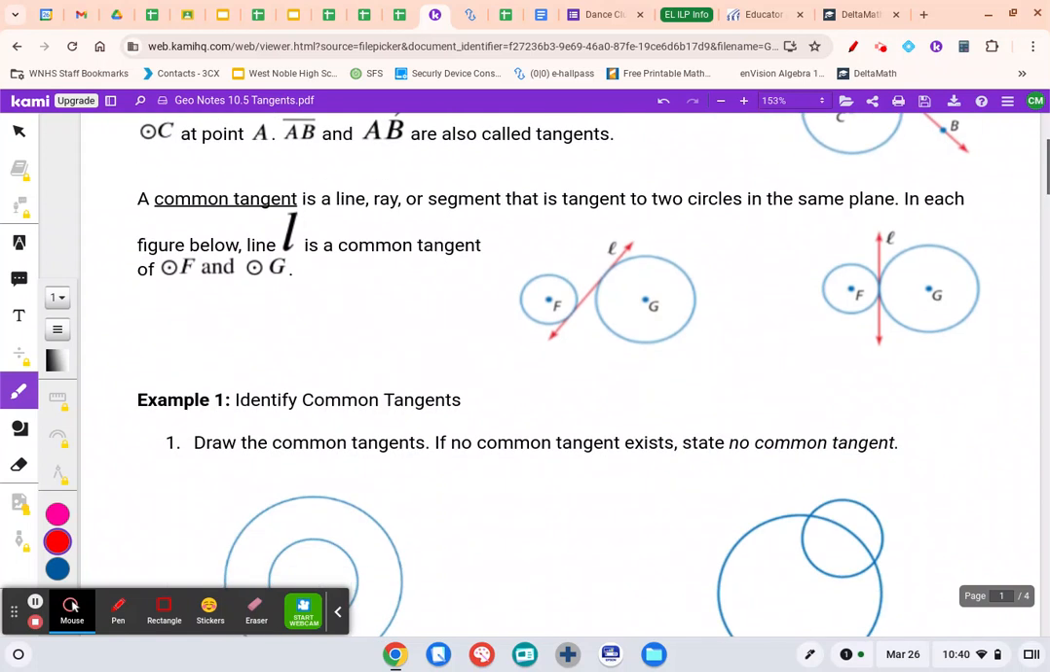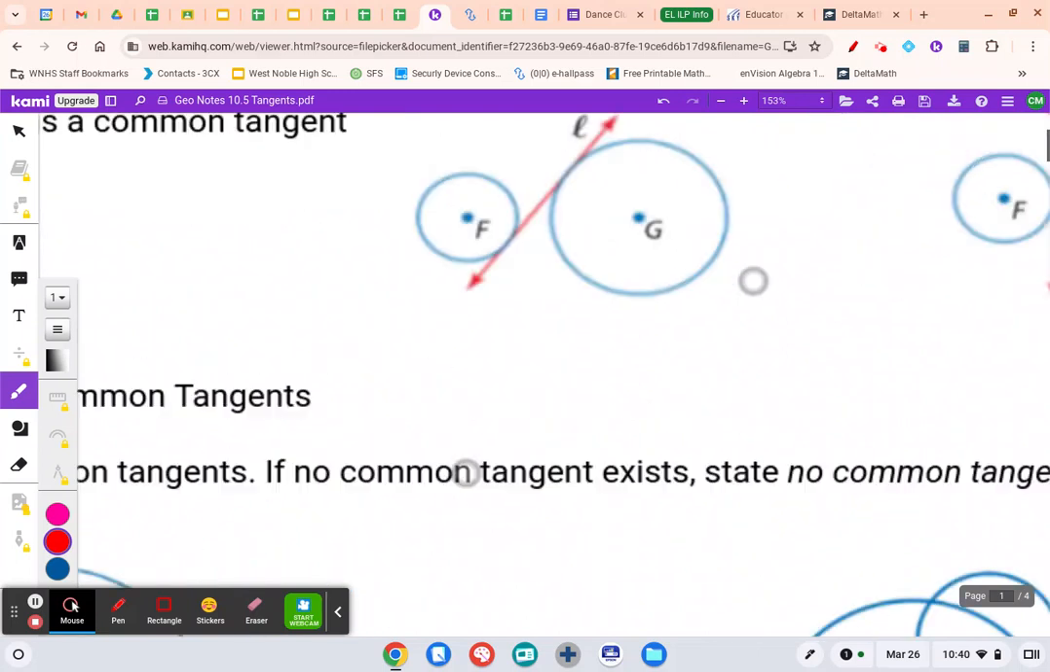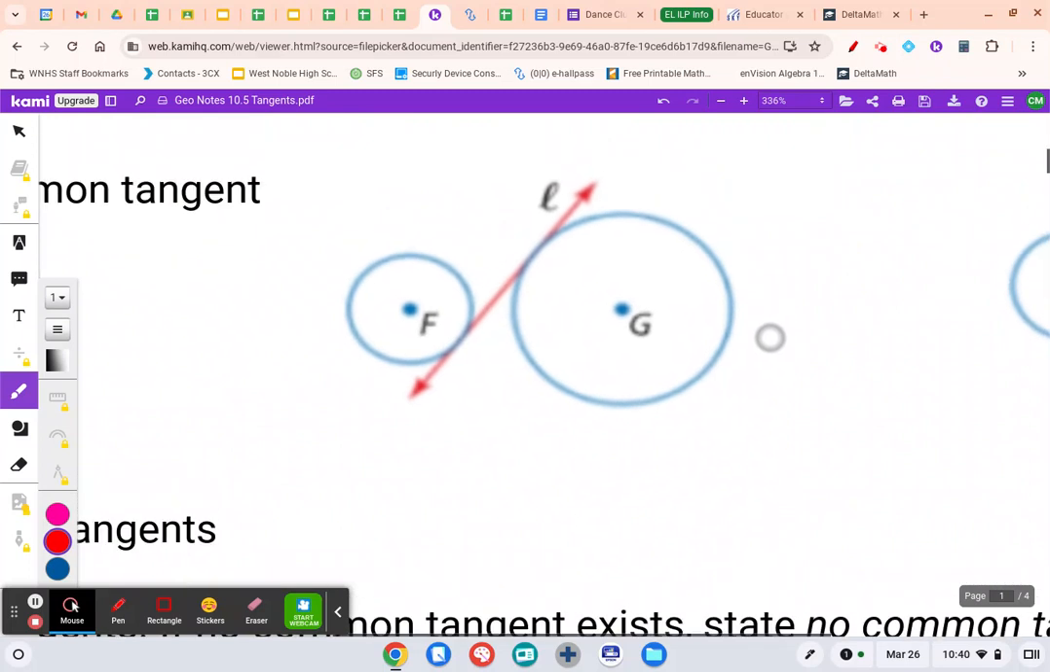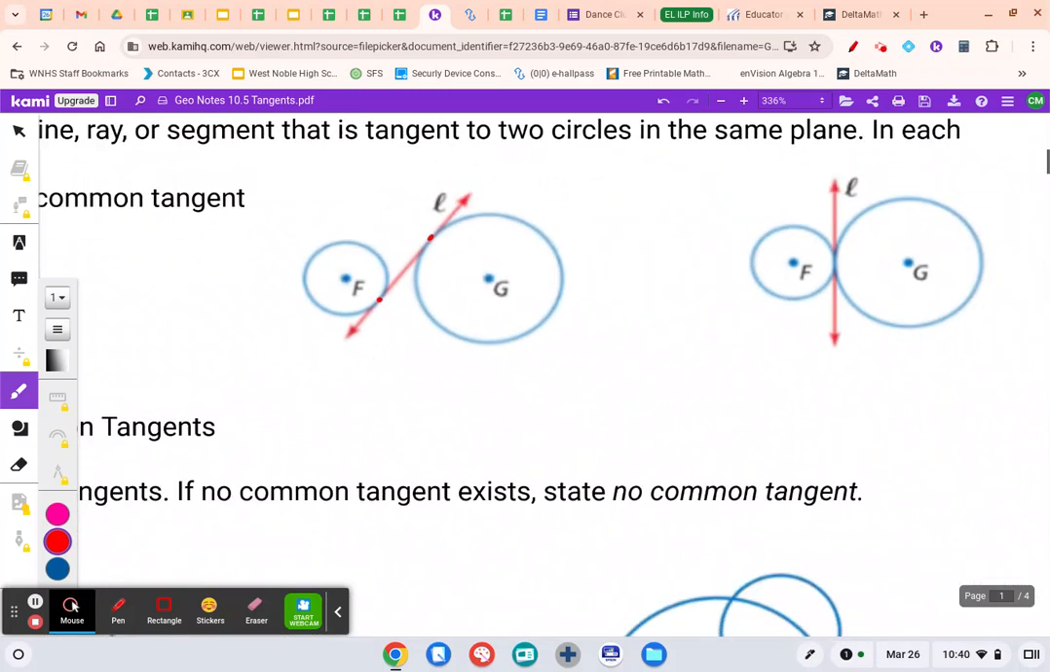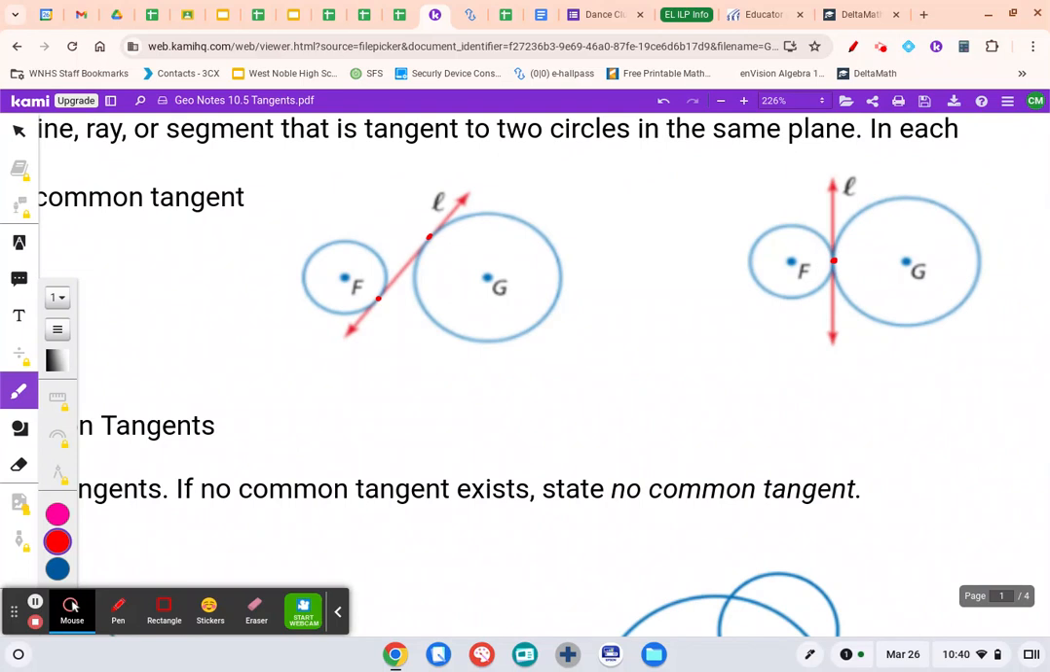A common tangent is a line, ray, or segment that is tangent to two circles in the same plane. In each figure below, line L is a common tangent to circle F and circle G. So line L is touching each of these circles at only one point in both of these examples. Okay?